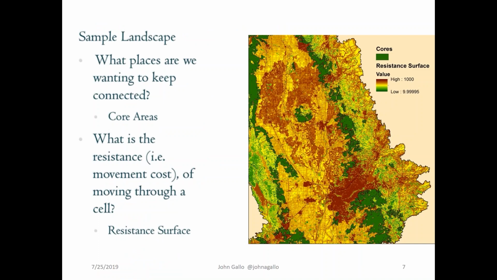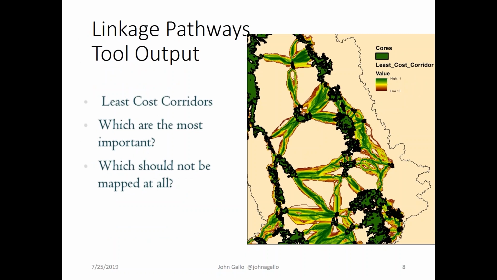And so one of the ways to do that, just to break it down a little bit briefly, is here's a sample landscape of the Central Valley in California with the core areas in green and a resistance surface underneath, so the areas in darker red are higher resistance. And so with that, you can create the least cost corridors output, with one click of the button, mapping all these linkages. There's certain threshold parameters you can set in there for which linkages are too far to map.